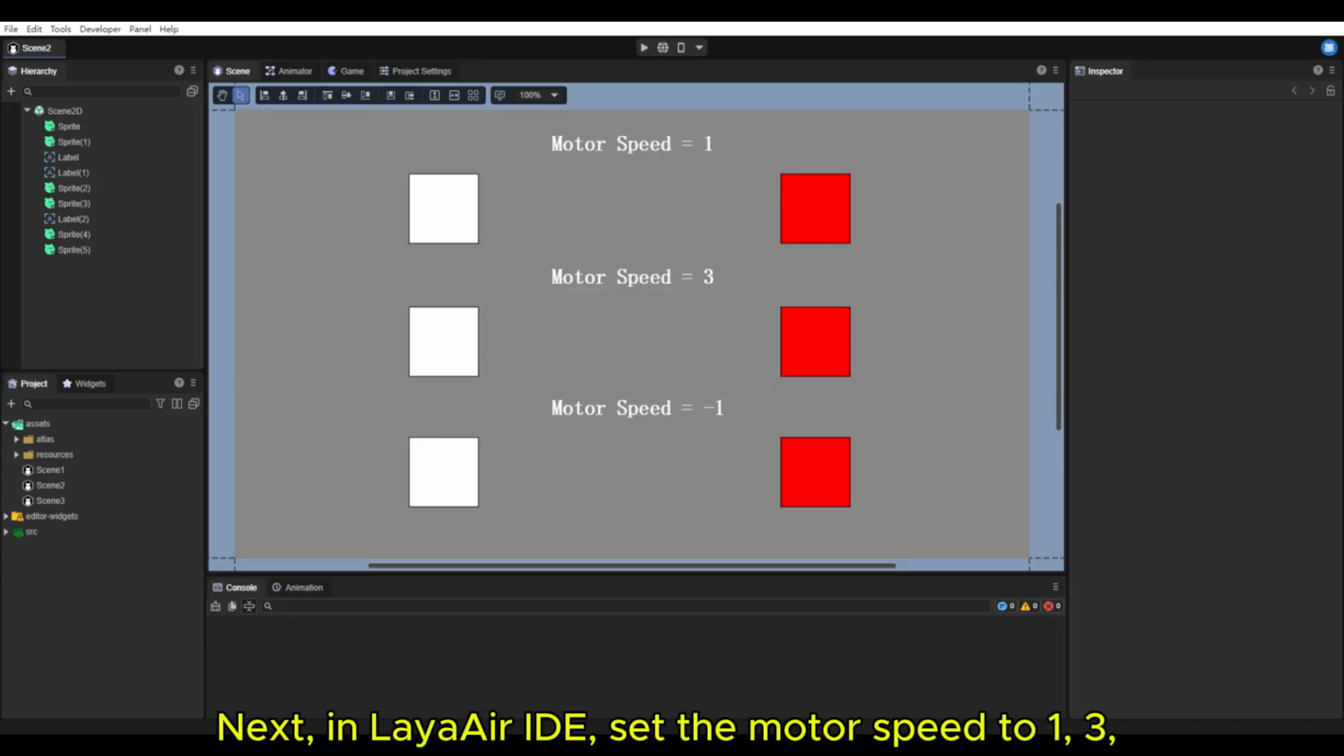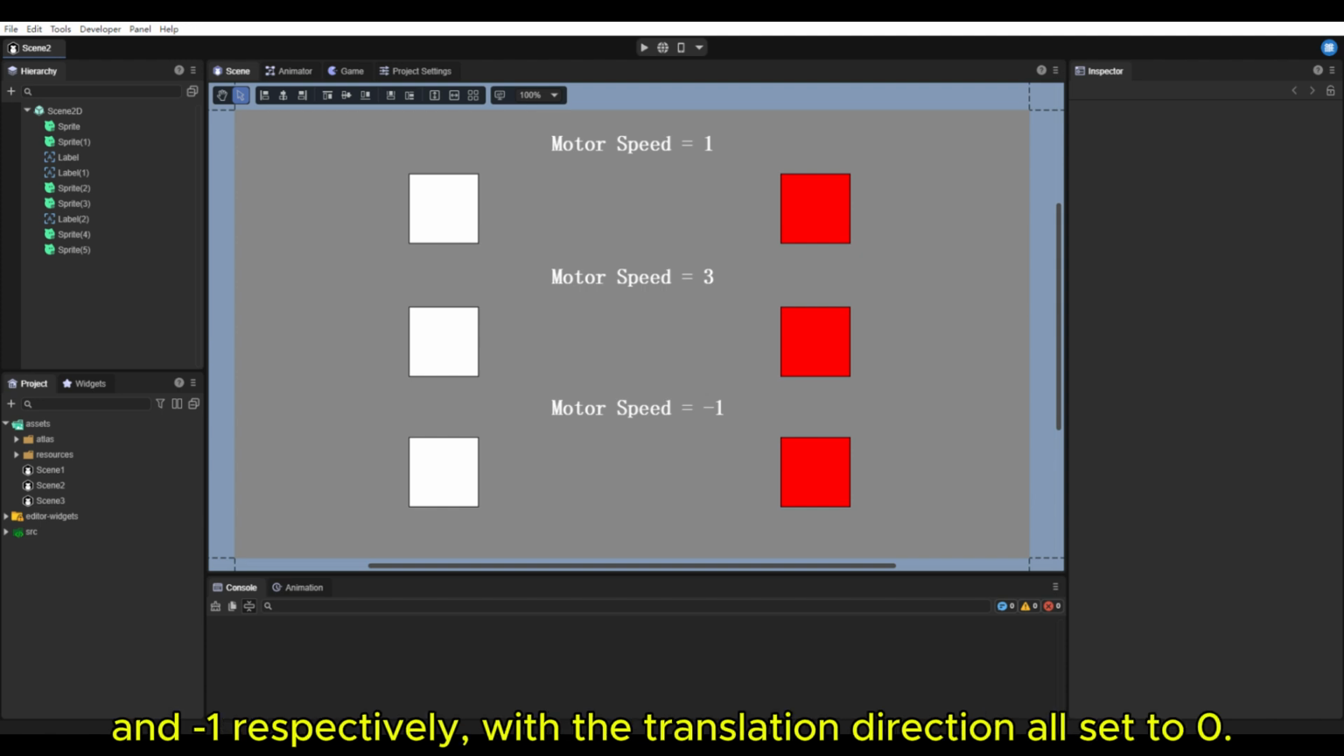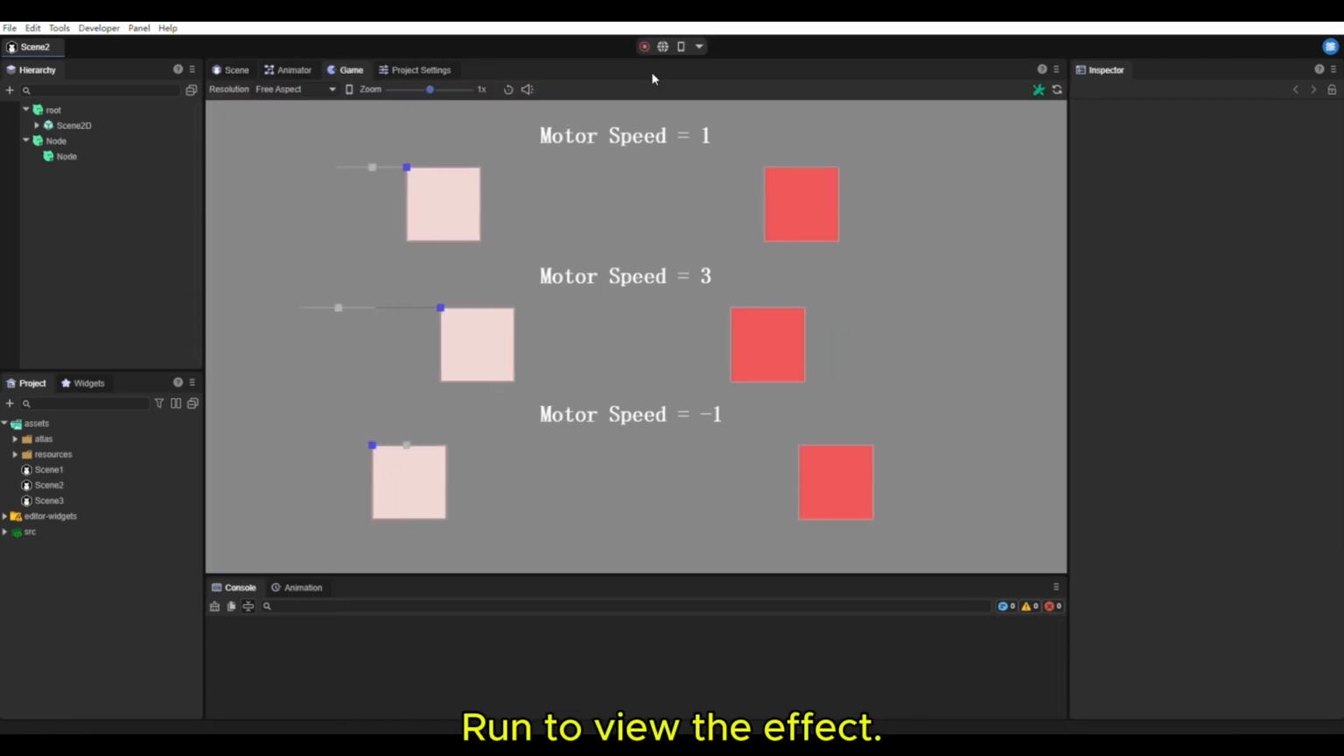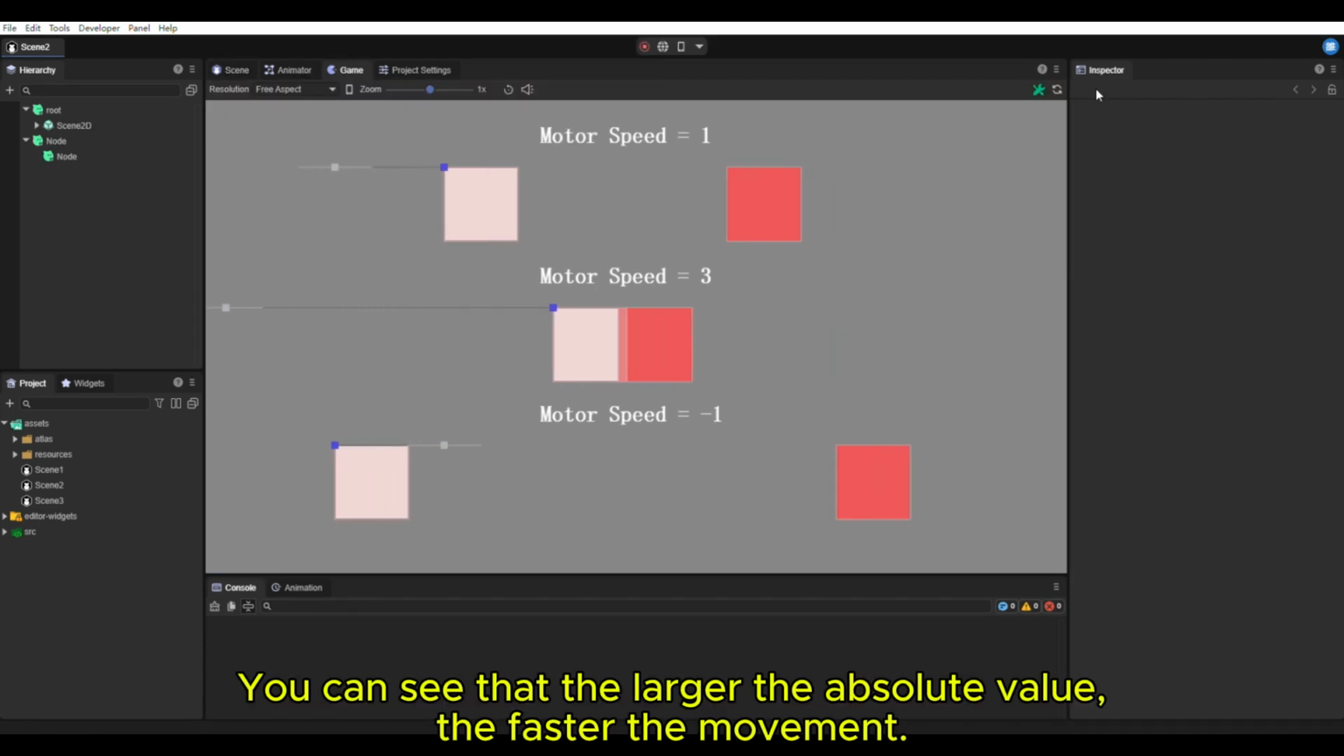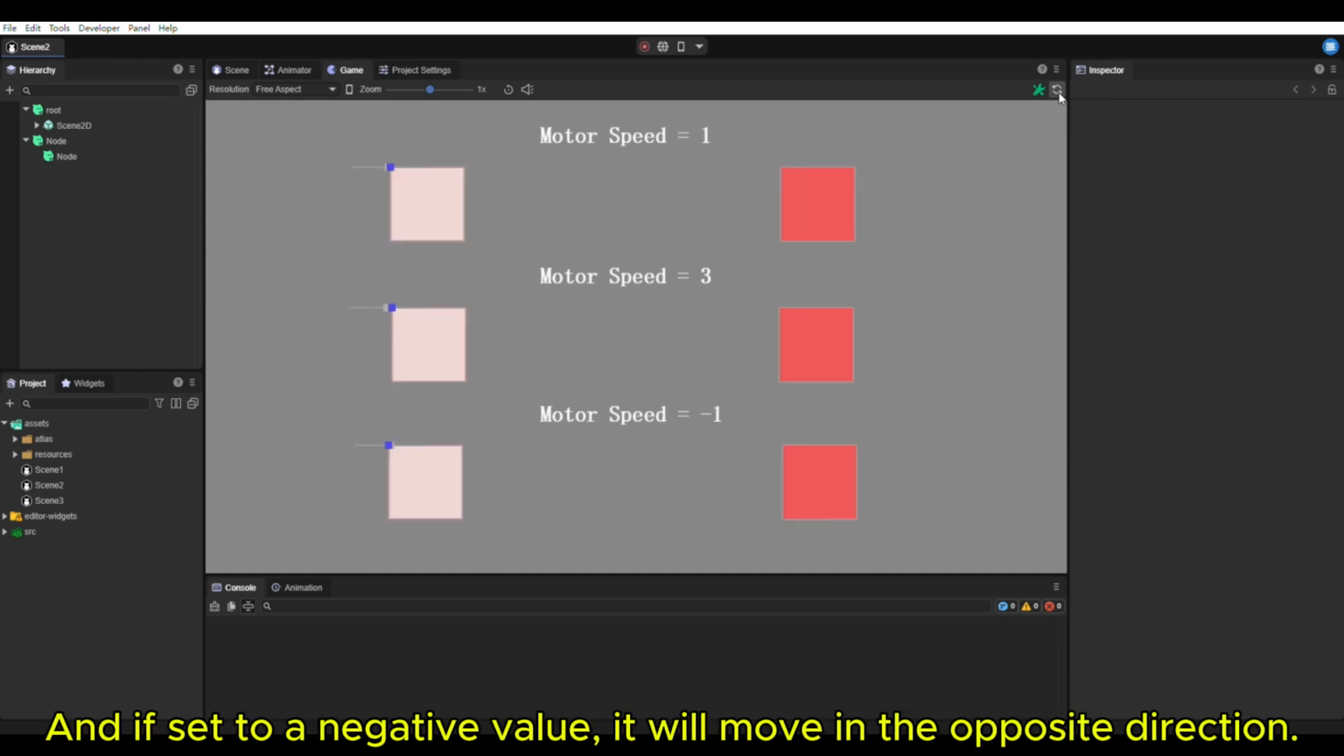Next, in LayaAir IDE, I'll set the motor speed to 1, 3, and -1 respectively, with the translation direction all set to 0. Run to view the effect. You can see that the larger the absolute value, the faster the movement, and if set to a negative value, it will move in the opposite direction.